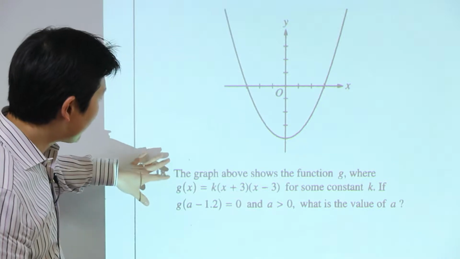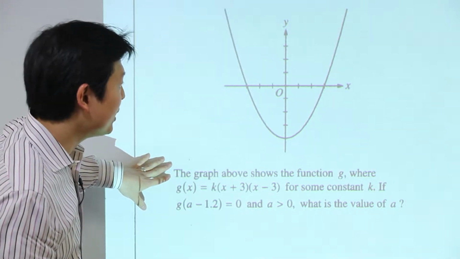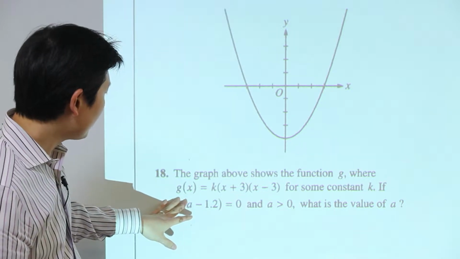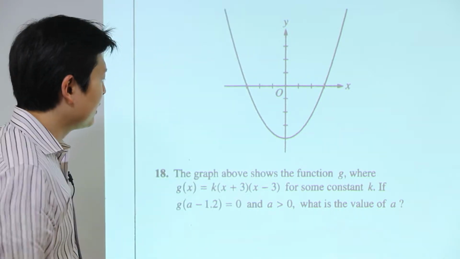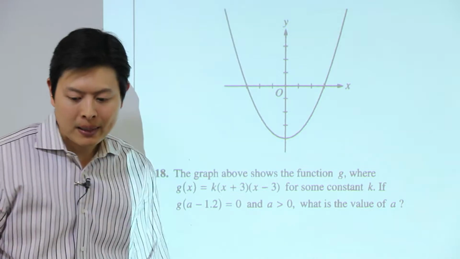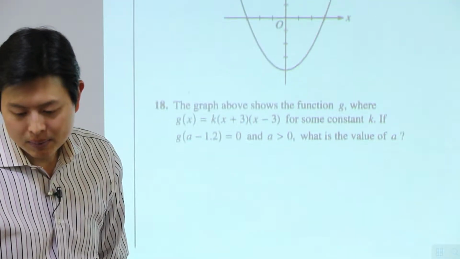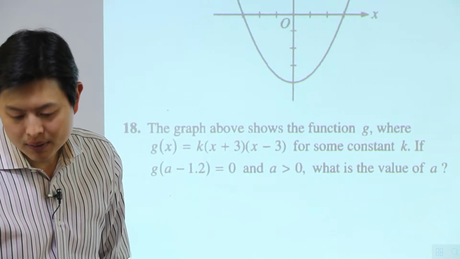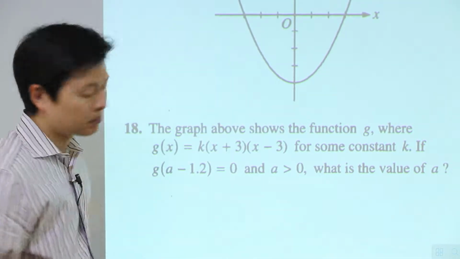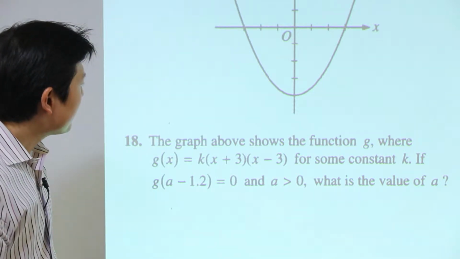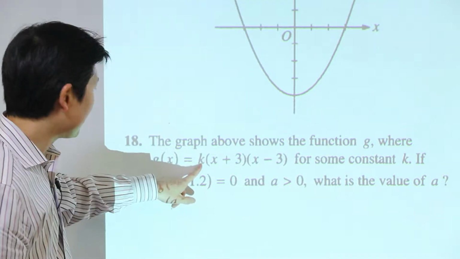So in this case, we have a graph that shows the function g. So they call this graph g. It's a quadratic function where g of x is equal to this guy here for some constant k. Now I'm not going to need the rest of this graph up top, so I'm going to make this a little bit easier for you to read. Hopefully that helps a little bit. We have some constant k, okay? Here's k, that's supposed to be some constant.